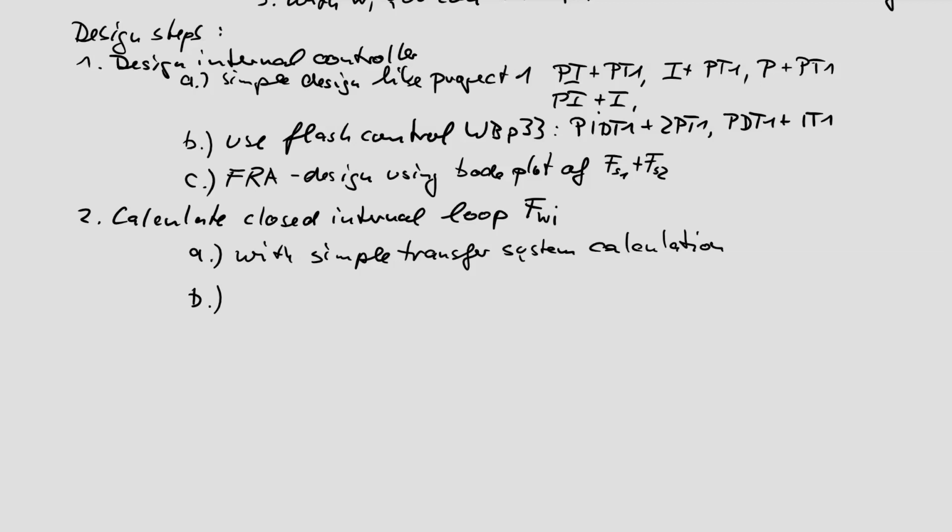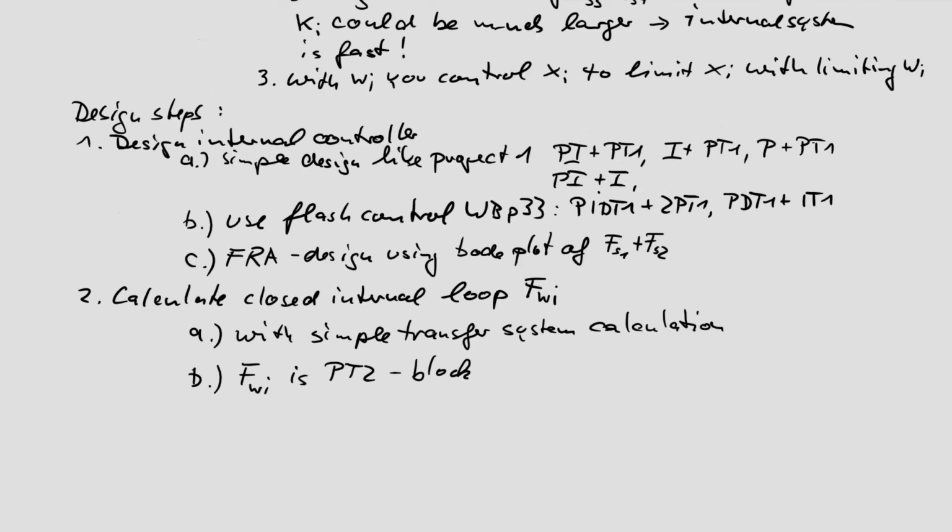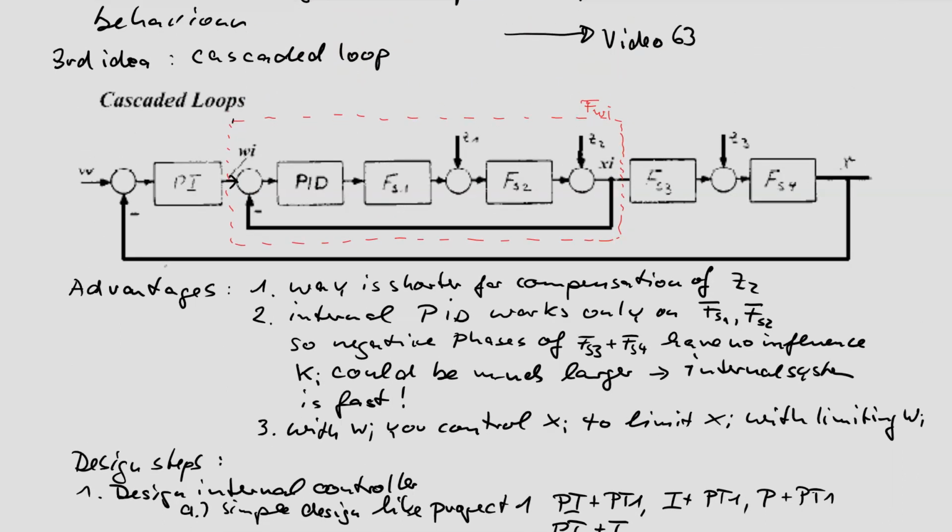In B, if you can apply flash control, FWE is always a PT2 block. Now that is the result of the design of my flash control. If I do this, including pole compensation, of course, then we know the closed loop behavior is exactly a PT2 behavior. So we know that the red section here behaves like a PT2.